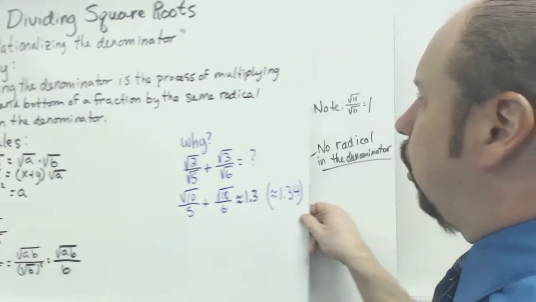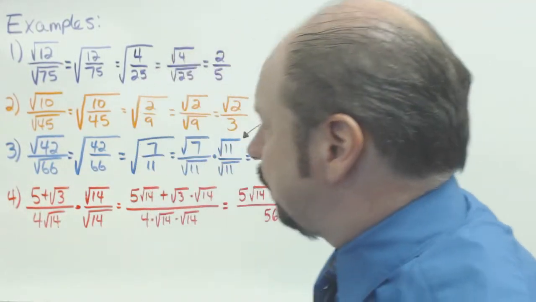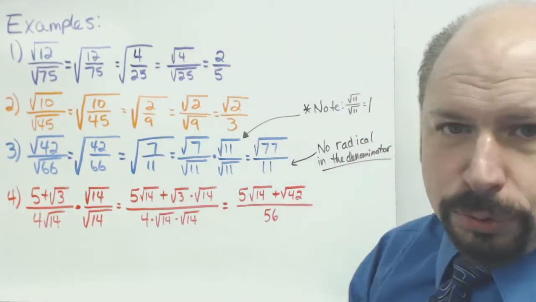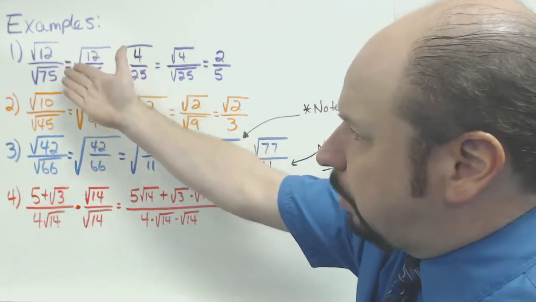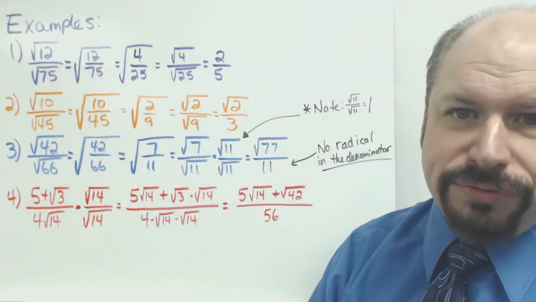Okay, so moving on. Let's do some examples here. We're just going to have a few examples today. We're going to start out with an easier one. So we start out with the square root of 12 over the square root of 75.